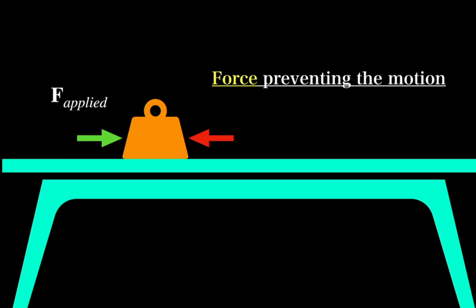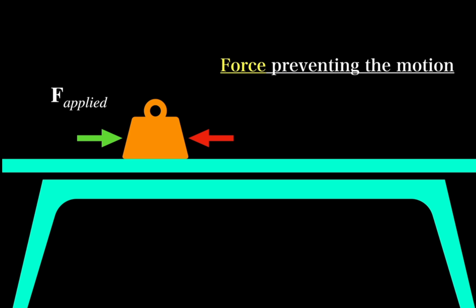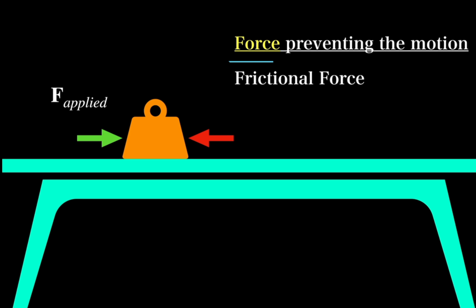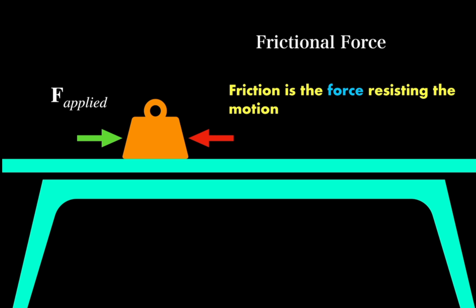This force which was preventing the motion is what's known as frictional force, or in short, just friction. So we can summarize friction as the force which resists the motion. The force in the red is trying to stop this object from moving. It's resisting its motion, therefore it's known as the frictional force.